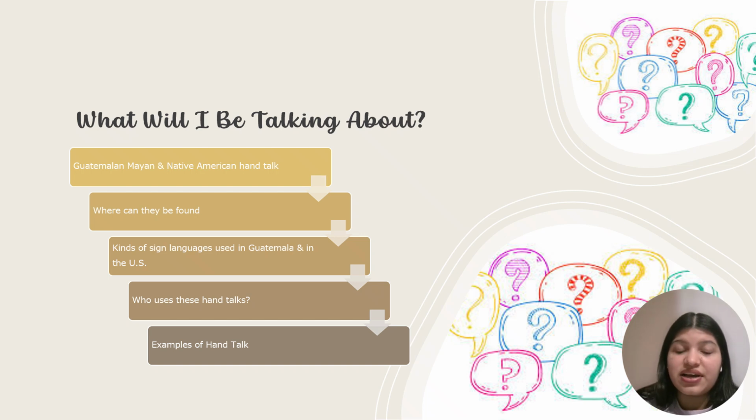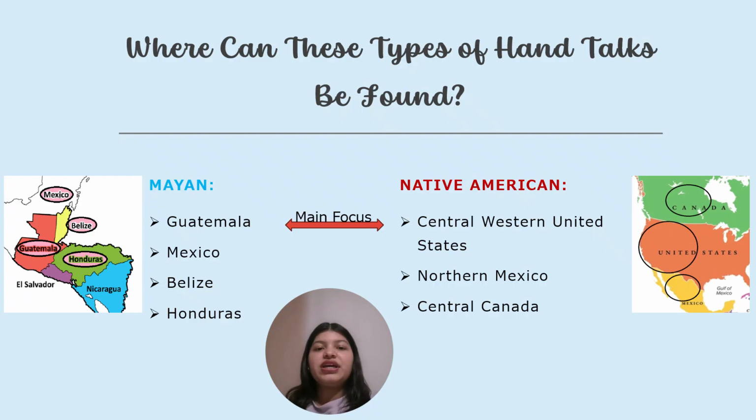As you can see on this slide, we're going to be talking about several things about these types of hand talks. Where can these types of hand talks be found? Well, for the Mayan hand talk, it can be found in Guatemala, in Mexico, Belize, and Honduras. For the Native American hand talk, it can be found in the central western part of the United States, the northern part of Mexico, and also the central part of Canada. But today, my main focus is on Guatemala and the United States.